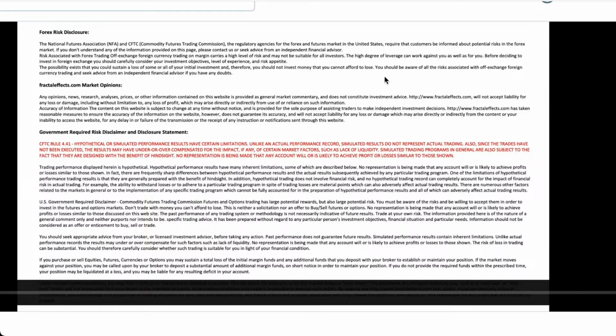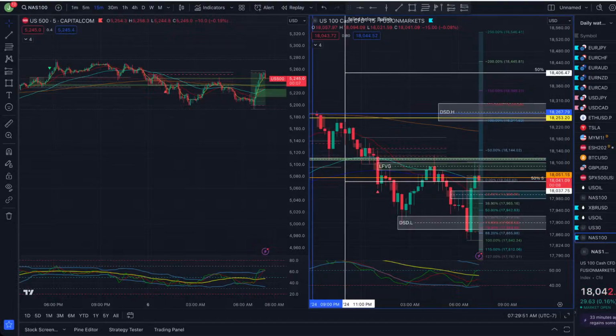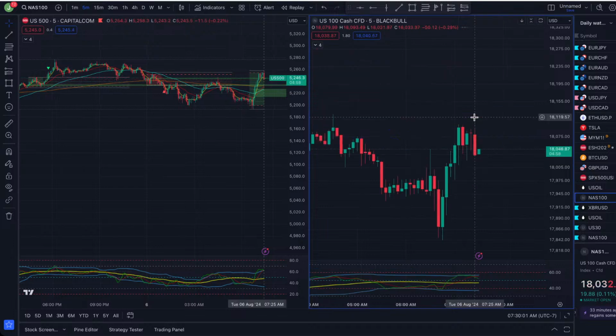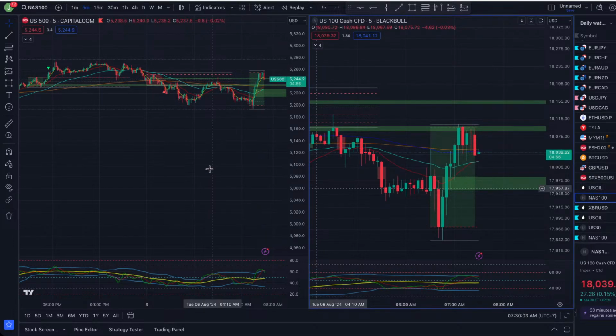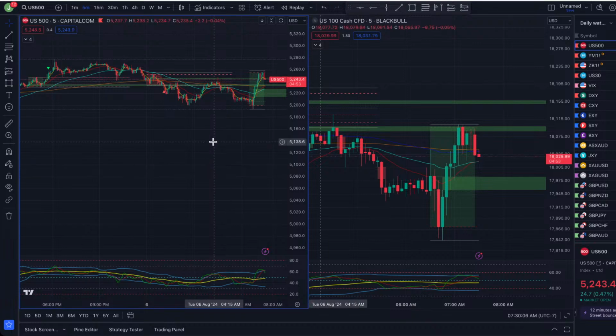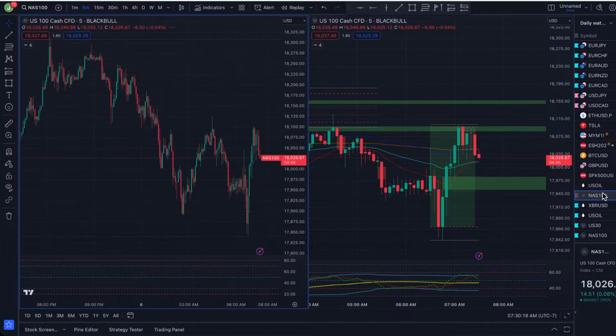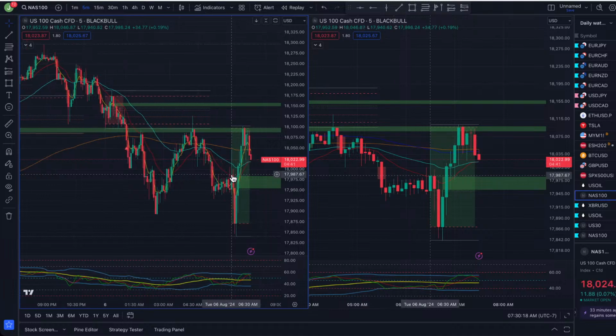Today we'll be looking at NAS and ES. Now let's jump onto the charts. Actually, let's switch these. Now it's on the left. 5 minute.